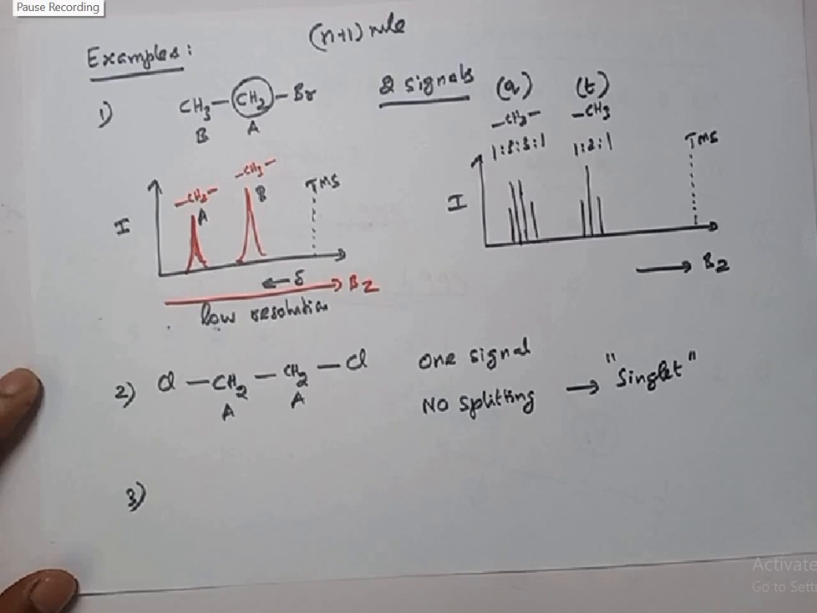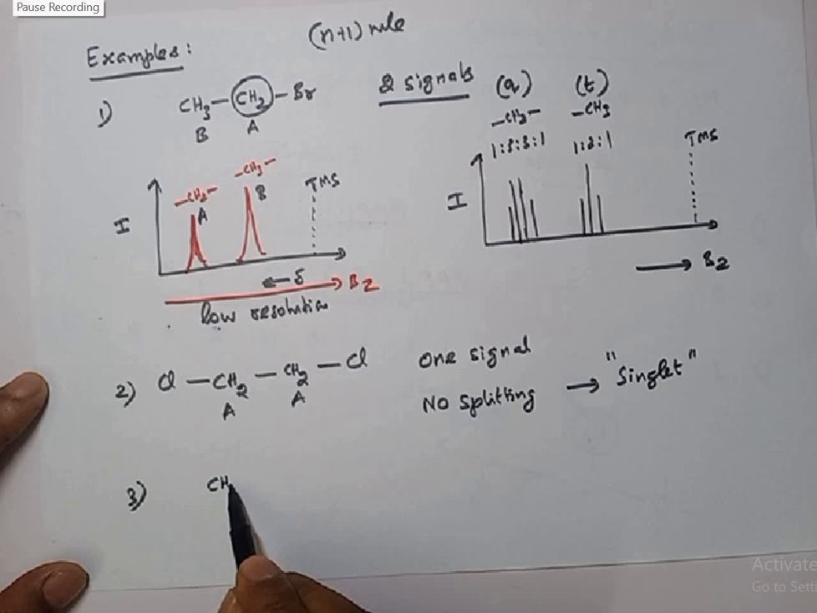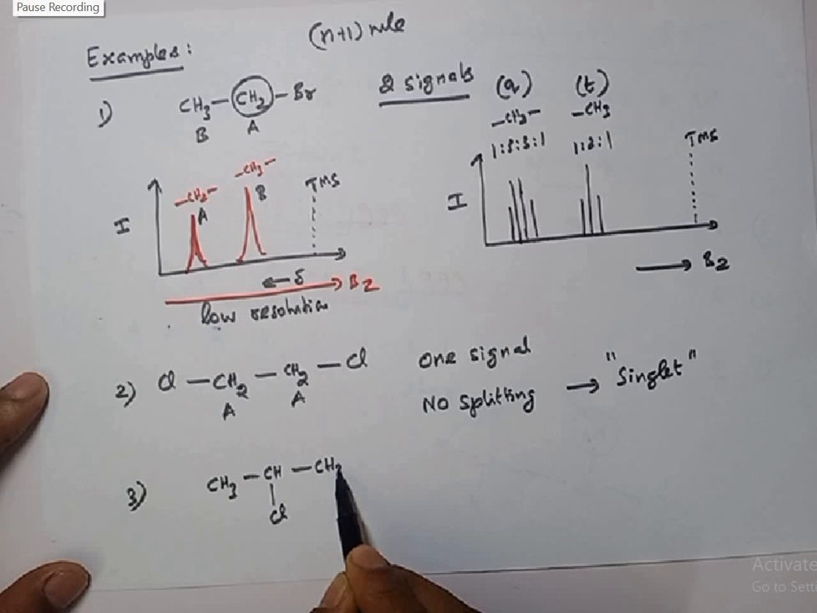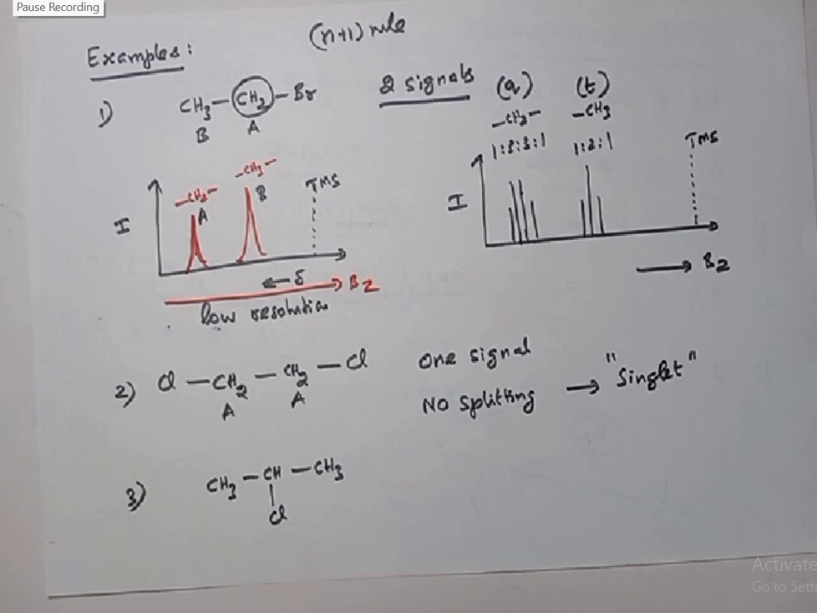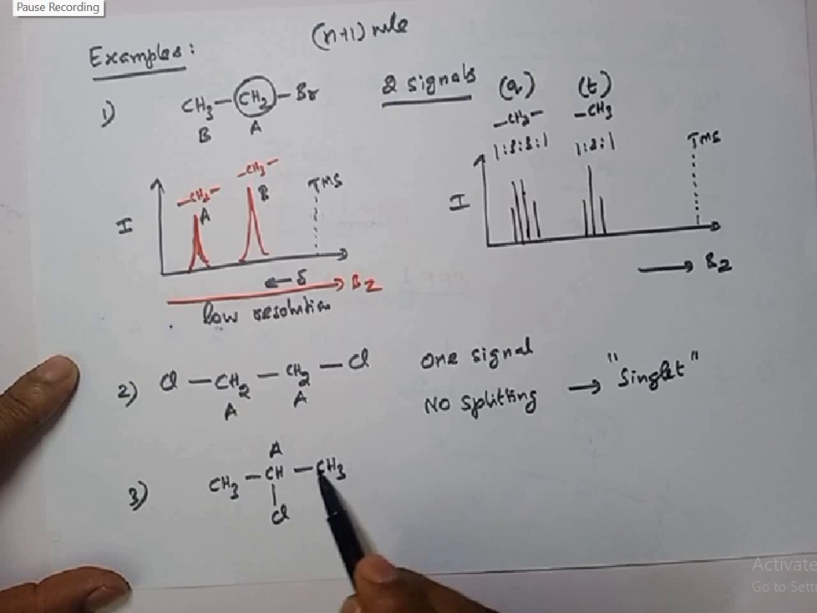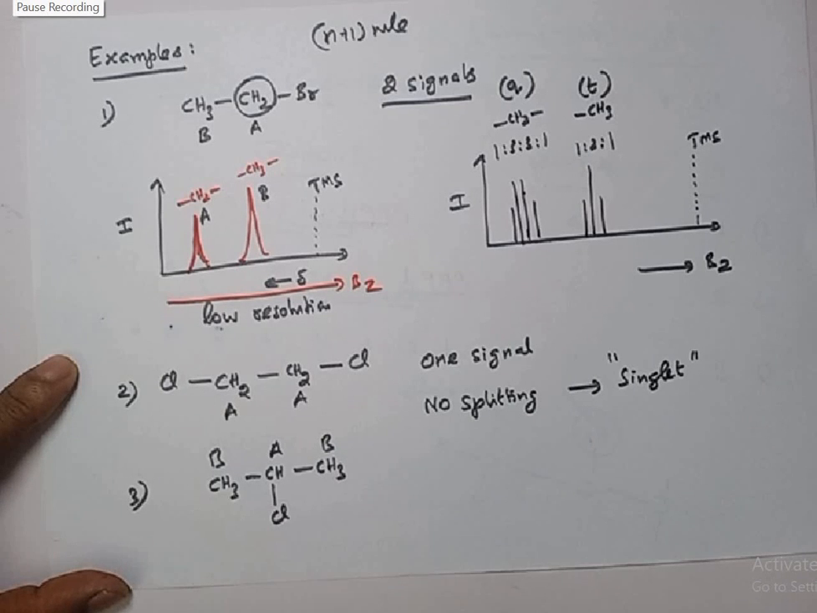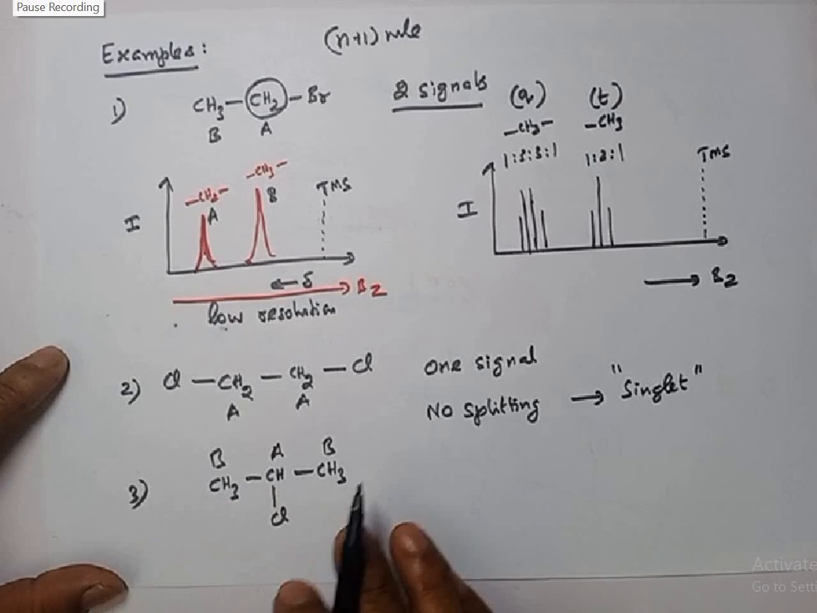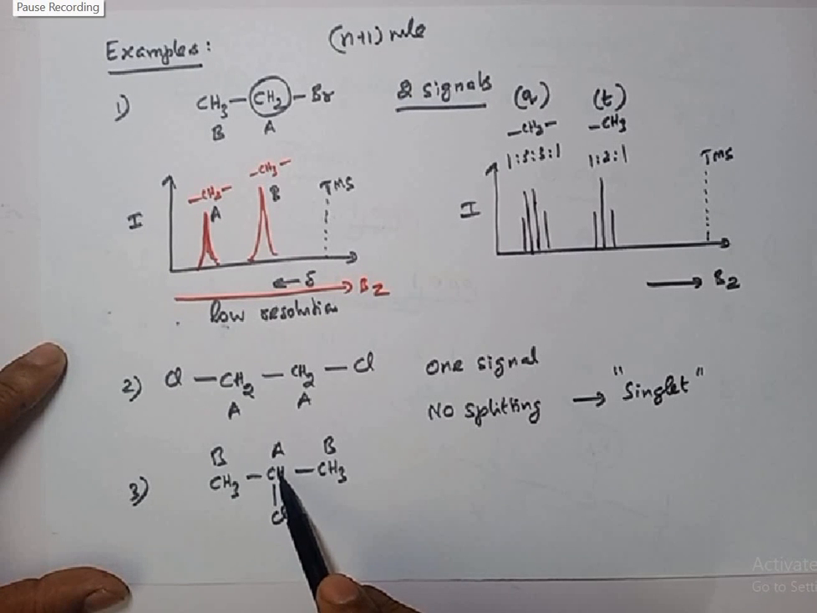Now, let me move on to the third one. CH3, CHCl, CH3. Tell me how many signals we get for this compound and how the splitting will occur. For the methine proton we get one signal, and the two methyl groups together get one signal. Now which one will appear at low field and which one at high field? The proton close to the more electronegative atom. See, this proton is connected to the same carbon as the chlorine atom, which is more electronegative. Therefore, A proton appears in low field.